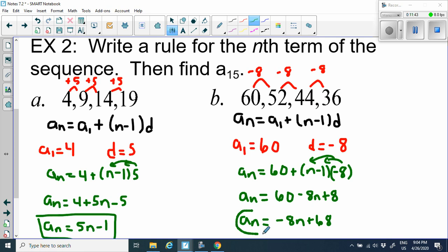Okay, and notice that because my d value is negative, if we thought of this as a linear function, it's basically a downward slope. So it's decreasing, going downwards. Now, if you had trouble trying to get this and you didn't get to finding a sub 15, go ahead and pause the video and find a sub 15.